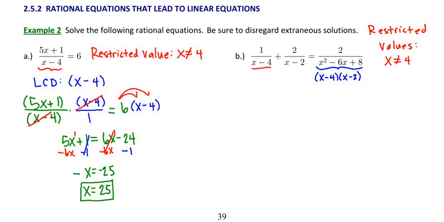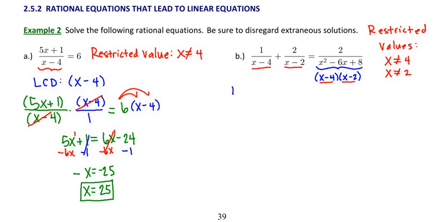So we know x equals 4 is a restricted value. In addition, from our second fraction, we have the denominator x minus 2. If we set that equal to 0 and solve for x, we can see our second restricted value here is x equals 2. And that covers the restricted values for both factors on the right side. With those in mind, let's go ahead and solve the equation.